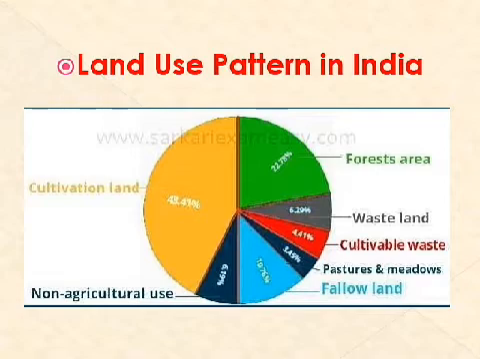Students, in the given graph, you are observing, listen, forests occupy about 22.78% of the total land surface in India. So like this, cultivation land 43.41%, then wasteland 66.29%. So like this, the rest of the land is used for different purposes. For example, cultivable waste, pastures and meadows, fallow land and non-agricultural use. So students, in our country, land resources are used for these different purposes.